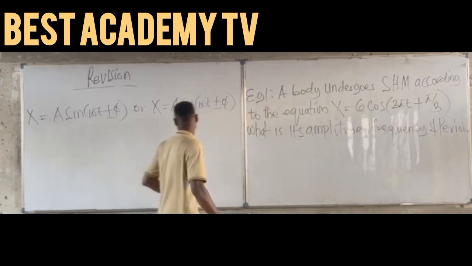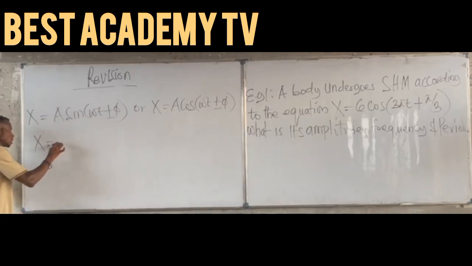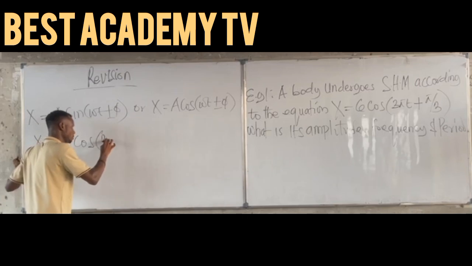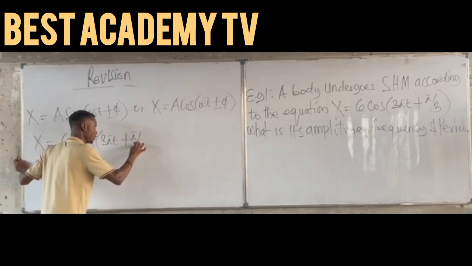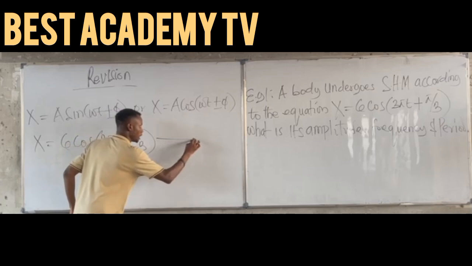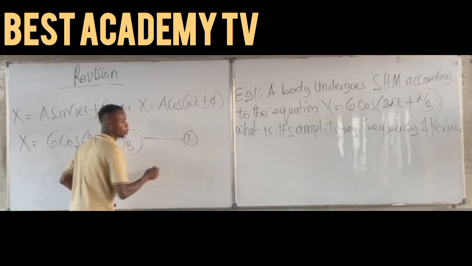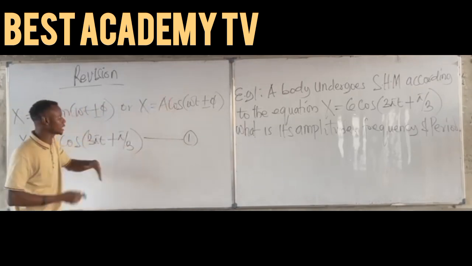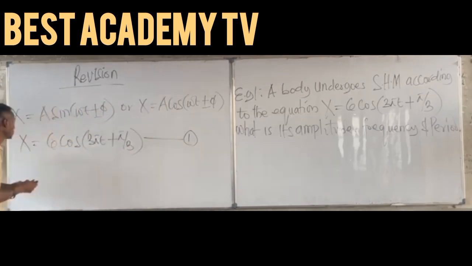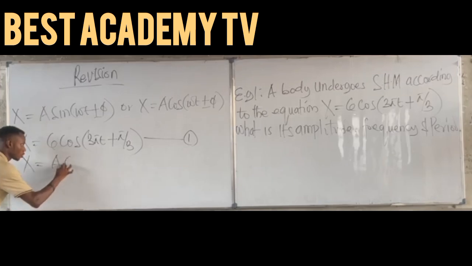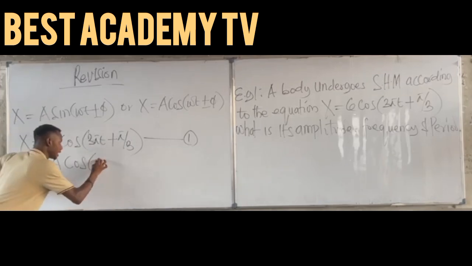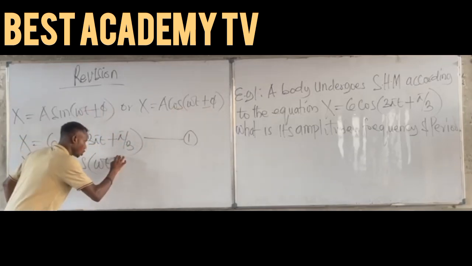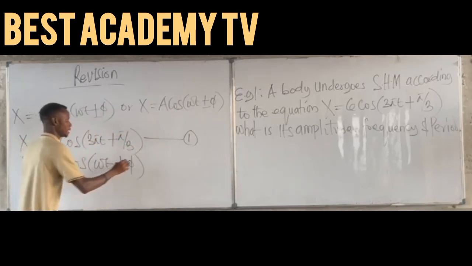Now, the given one here is what? This is x is equal to 6 cos(3πt + π/3). We compare this given one to the standard one. The standard ones are either this or this. The one that is cos here is this one. So compare this with x is equal to A cos(ωt + φ). Since this is plus, I will use plus, but if it is minus, I will use minus. This will be plus of what? Phi.